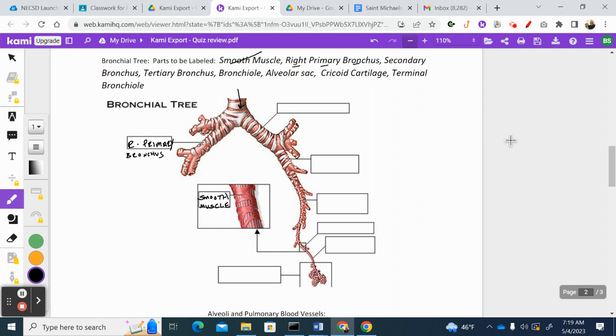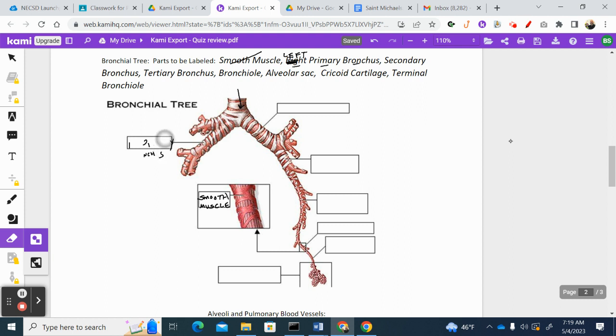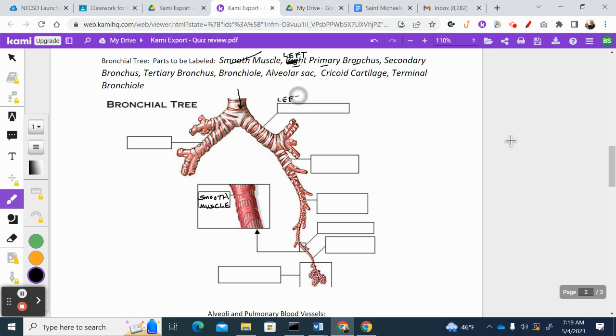Oh, they have this backwards. You see, they made a mistake. We're going to change this to left because this is pointing to cartilage over here. This is pointing to the cartilage rings. This is our left bronchus, and then our secondary bronchus, and then our tertiary bronchus. So let's fix that.